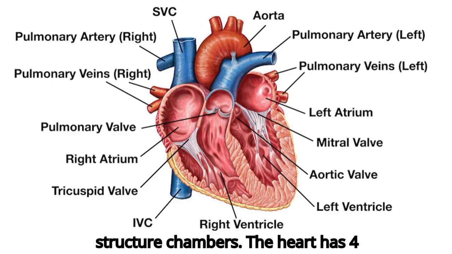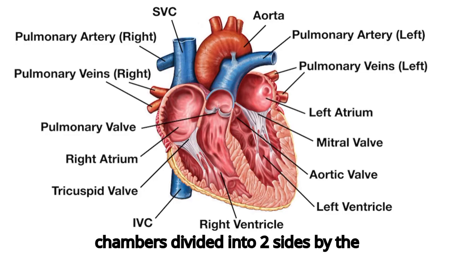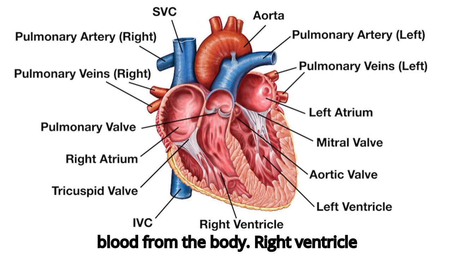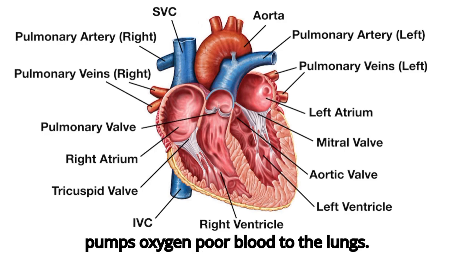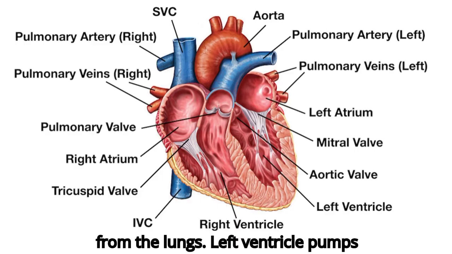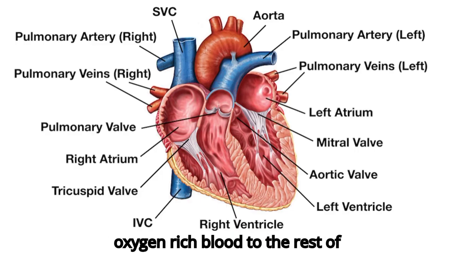Structure, chambers. The heart has four chambers divided into two sides by the septum. The right atrium receives oxygen-poor blood from the body. The right ventricle pumps oxygen-poor blood to the lungs. The left atrium receives oxygen-rich blood from the lungs. The left ventricle pumps oxygen-rich blood to the rest of the body.